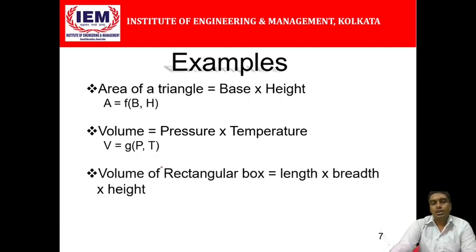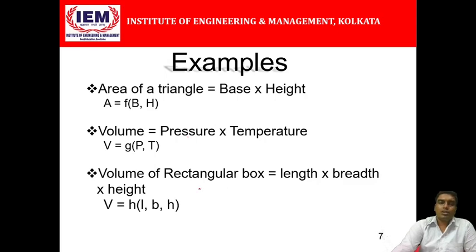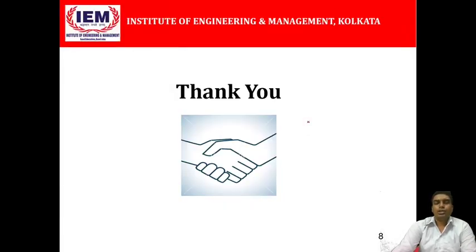Another one is the volume of a rectangular box. It has three dimensions: length, breadth, and height. If you multiply these three terms, you will get the volume. So the volume of the rectangular box is a function of three independent variables: L, B, and H, right? There will be many such problems where you can use the concept of multivariable calculus in this area. Thank you. See you in the next lecture.